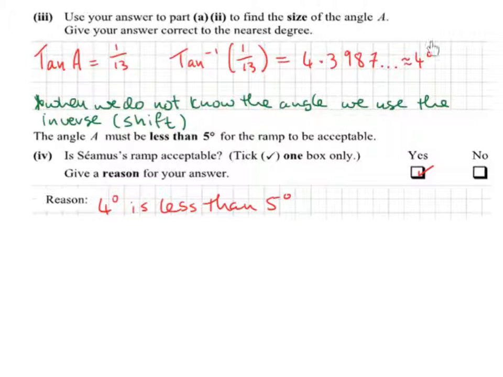If we had gotten, let's say, 6 degrees, or 7 degrees, or 8 degrees, etc., if we'd gotten a number that was higher than 5 degrees, or greater than 5 degrees, then we would have had to take no.